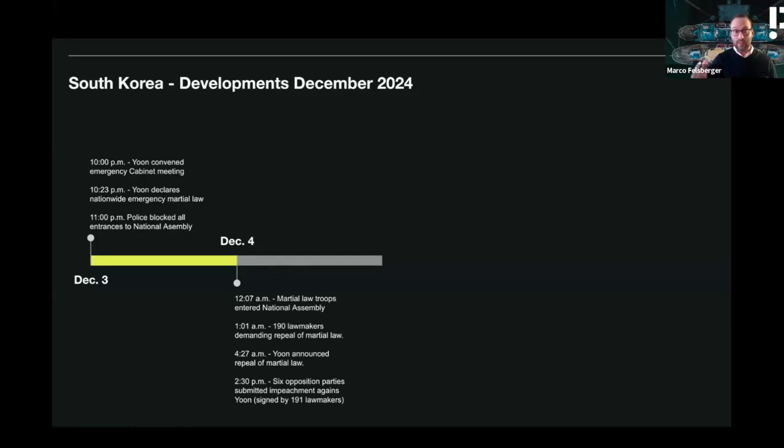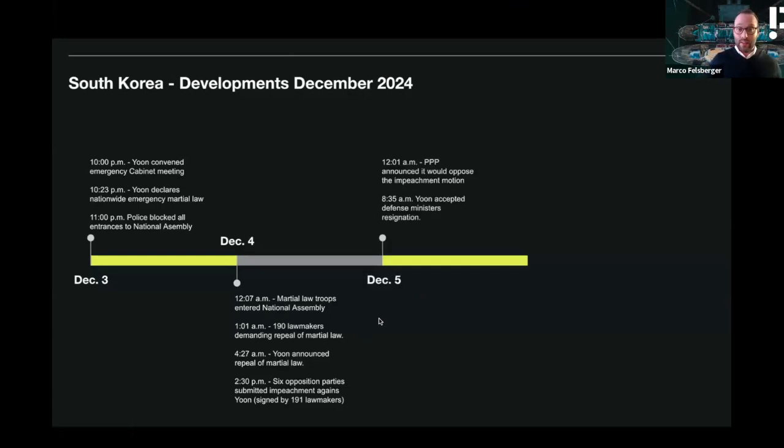And of course, the South Korean population were on the streets, and there were some riots, is a bit too much of a word, but they protested and demonstrated accordingly. And at 4:27 or 4:30 a.m., President Yoon announced the repeal of the martial law. So it was there very quickly, and it was repealed also very quickly, which is good because it prevented further turmoil in that area.